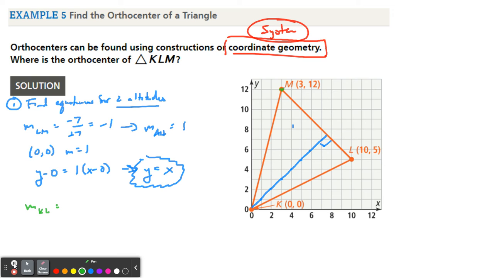So K to L, we kind of already did it. It's up 1, 2, 3, 4, 5, right 1, 2, 3, 4, 5, 6, 7, 8, 9, 10. So up 5, right 10. That simplifies to 1/2. Again, because these are altitudes, I need the opposite reciprocal. So the slope of this altitude is going to be -2. And from M, you can count. Down 2, right 1. Down 2, right 1. And there we go.